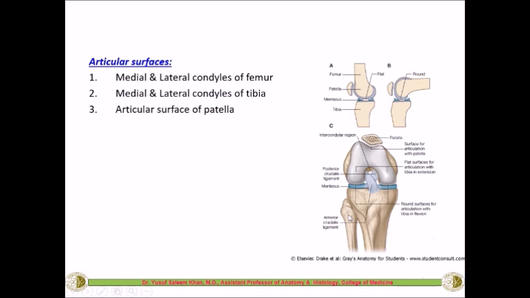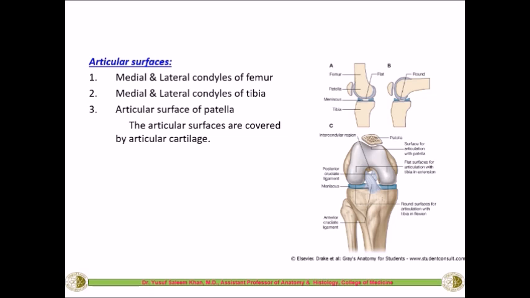So there is no role of the fibula in this joint. You should remember, the fibula will not articulate within the knee joint. So it is just between the femur as well as the tibia as well as the patella. Okay, so these are the articular surfaces of the three bones: the medial and lateral condyles of the femur, the medial and lateral condyles of the tibia, as well as the articular surface of the patella.